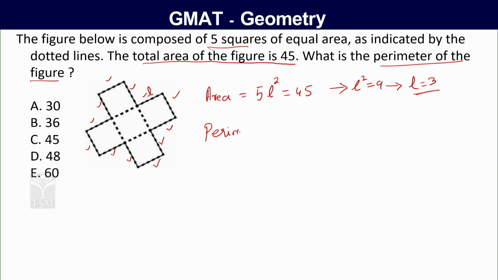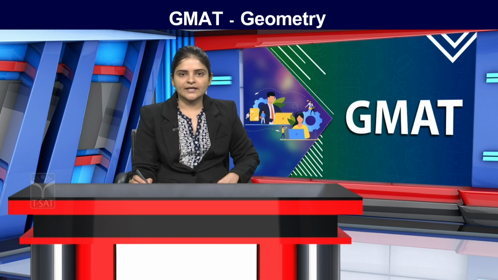The perimeter will be 12 into the length of each side L, which we calculated as 3 units. So substituting that, we will get 12 into 3 is equal to 36 units. Perimeter is 36, that is option B. Let's look at the next question.